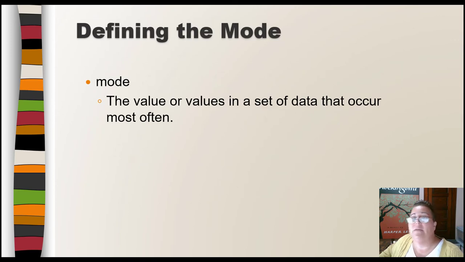All right, then we have the mode. The mode is the value or values in a set of data that occur most often. I remember mode as being most often because the M in mode is like most and then O for often. So mode is M-O-D-E or M as in most, O as in often. I know, but whatever works.